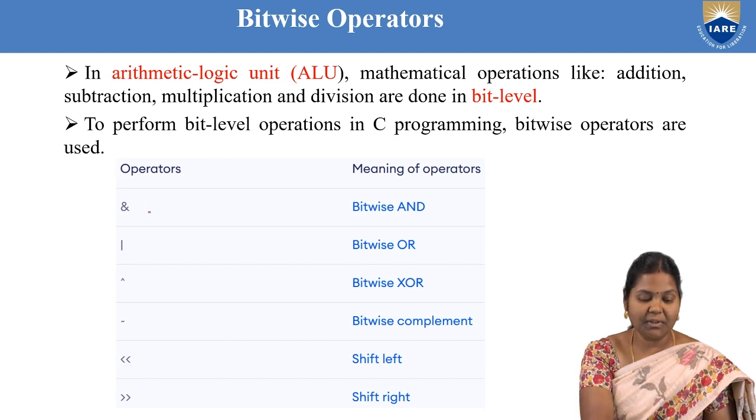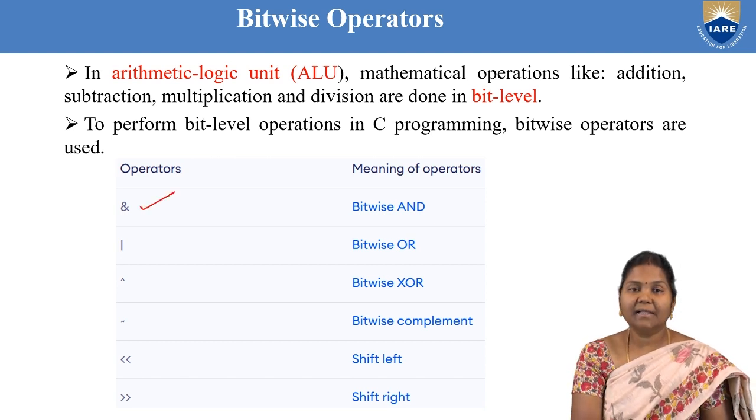Let us see it. First one is called bitwise AND. Second one is called bitwise OR. Third one is called bitwise XOR. Fourth one is called bitwise complement. Fifth one is called left shift and right shift. So, these are the bitwise operators. Now, let us see how these bitwise operators work.